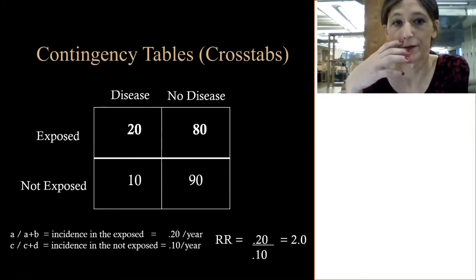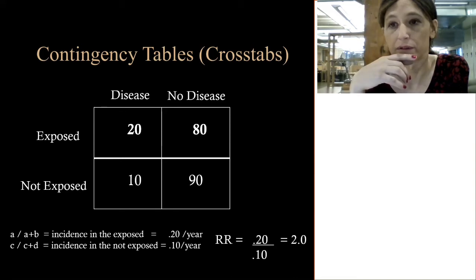So here's an example. We have a very small cohort, and we had 100 in each group, exposed and non-exposed. And this could be a randomized study, but we'll assume that this was just an observational study. And we had 20 who developed disease in the exposure group, and 80 did not. In the non-exposed group, we had 10 who developed disease, and 90 did not.